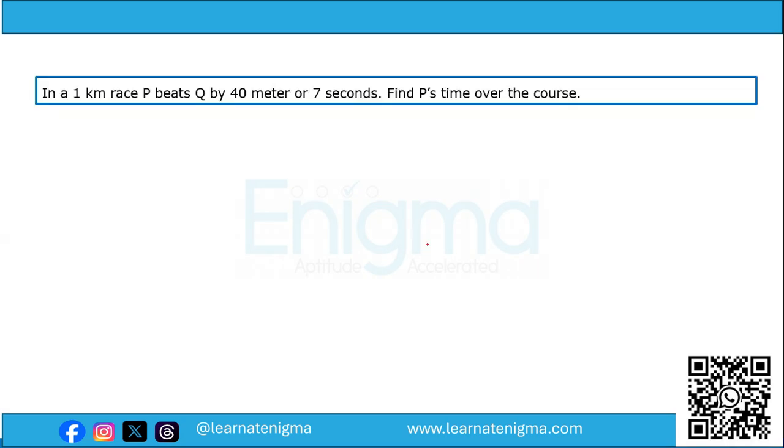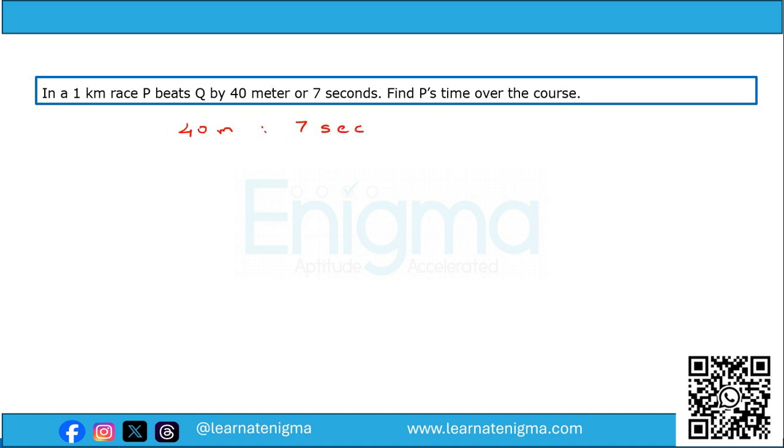In a 1 kilometer race, P beats Q by 40 meters or 7 seconds. Find P's time over the course. Now, from the given data, we can say that Q covers 40 meters in 7 seconds.